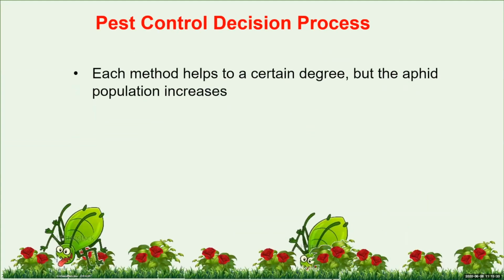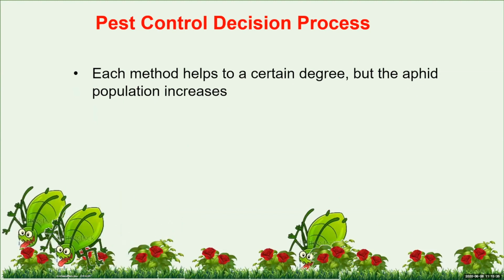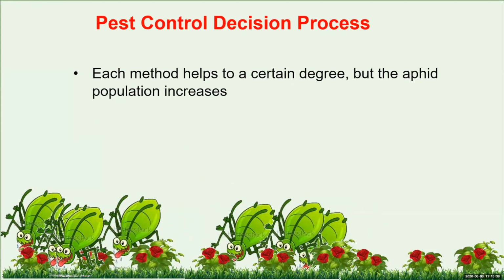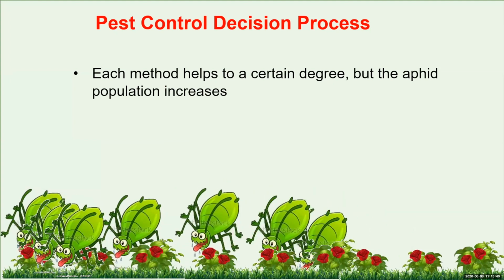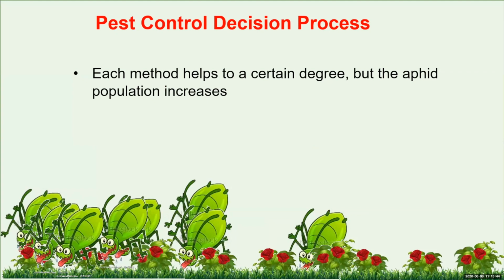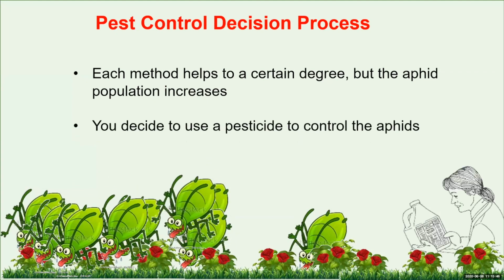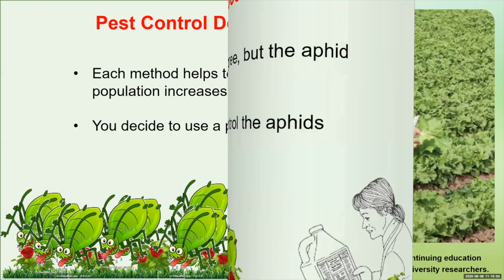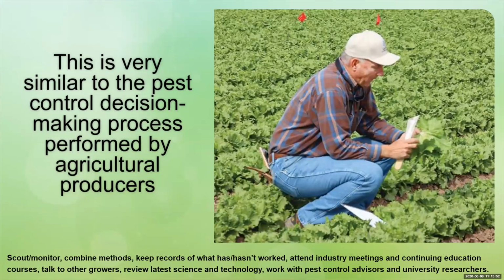So each method helps to a certain degree, but for some reason, the aphid population continues to increase. You get to the point where you have to make another pest control decision. You decide to use a pesticide to control the aphids. This is very similar to the pest control decision-making process performed by agricultural producers.